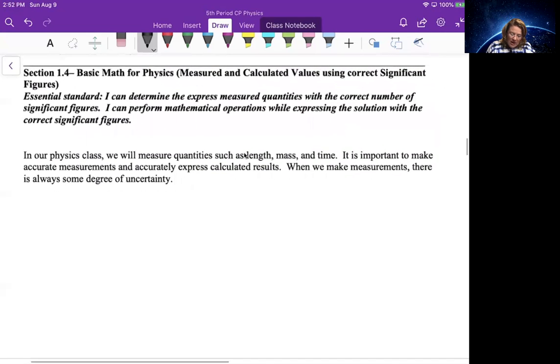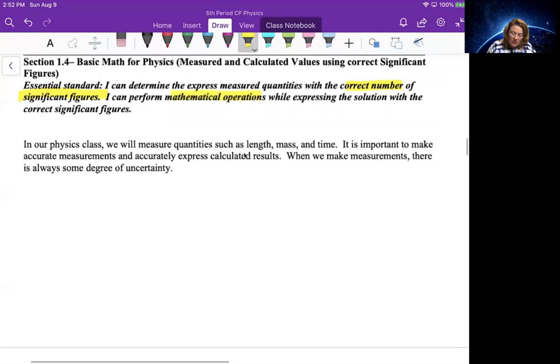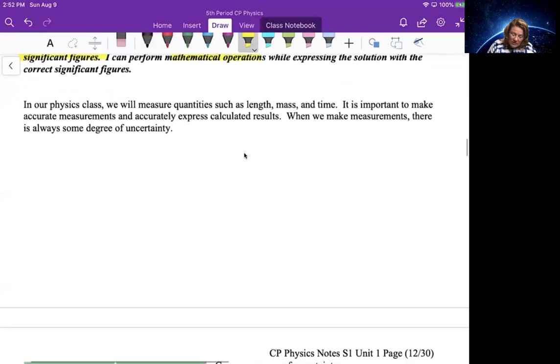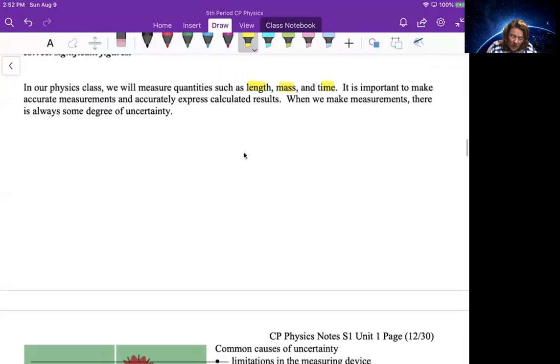Okay, so we are going to look at the standard that we're talking about here. I want you to be able to determine the correct number of significant figures of a value, okay? And I want you to be able to do certain math: multiplication, division, addition, subtraction, and keep track of sig figs, okay? So we're going to measure things like length, mass, time in our class, and we have to make sure we do those measurements accurately, and we need to express them correctly, okay?